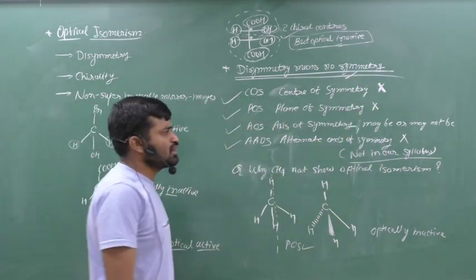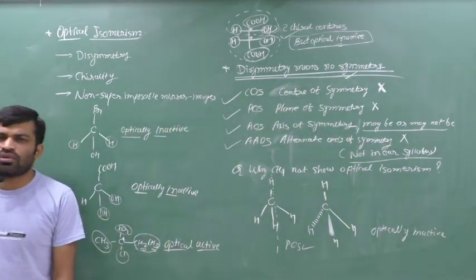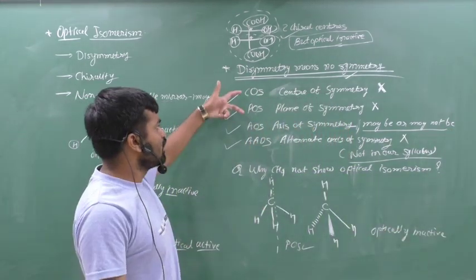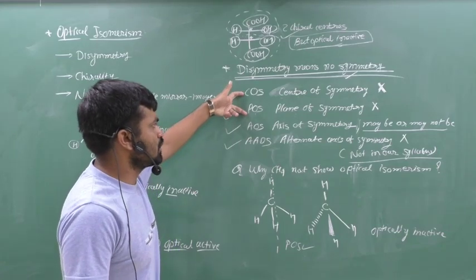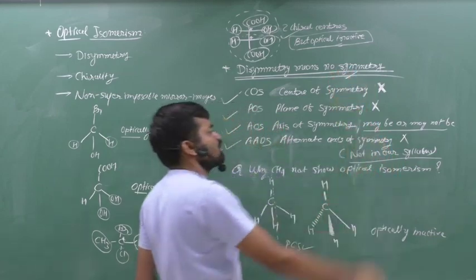But if you think about axis of symmetry, it may or may not be present. We can check first these two symmetries, COS and POS. Center of symmetry should not be present, plane of symmetry should also not be present.